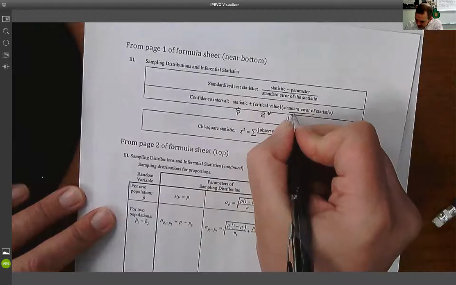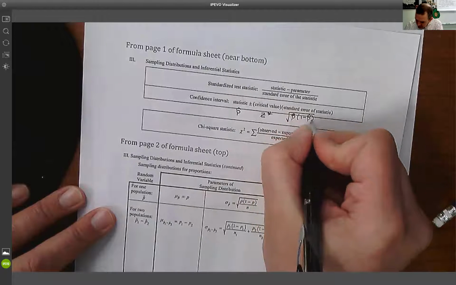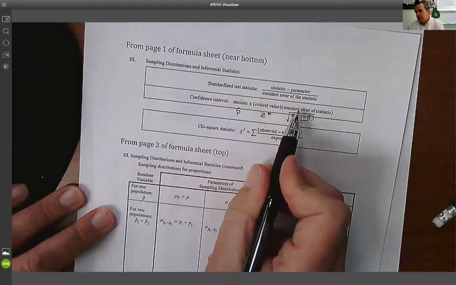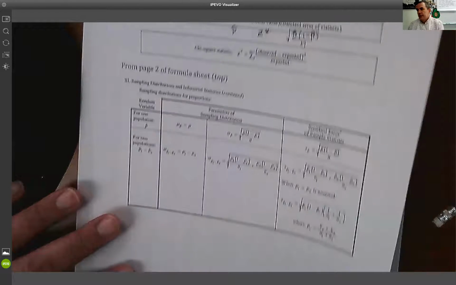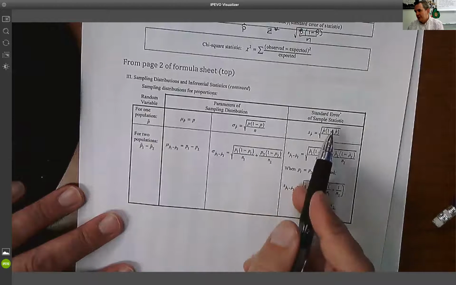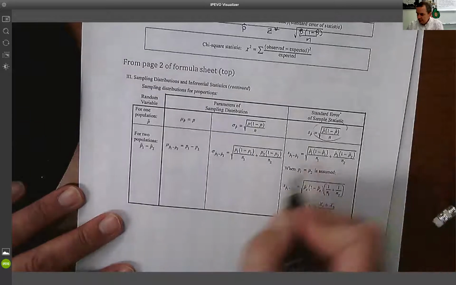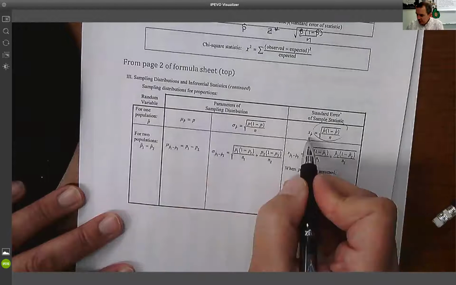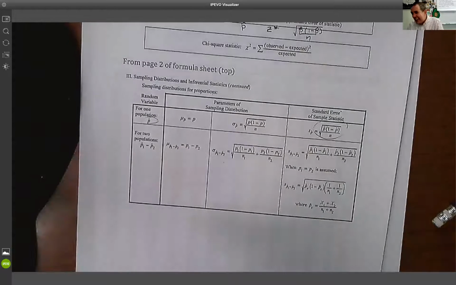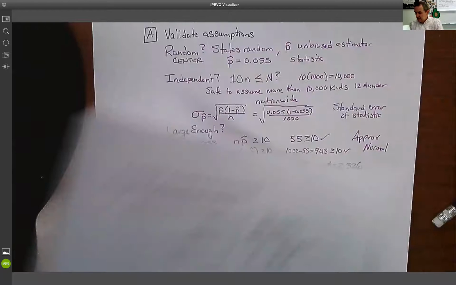This is going to be the P hat (1 minus P hat) over N that I figured out. Now it tells you the components to make it up. If you flip over to page 2 on the back, here's your standard error of your statistics. So this is your one sample. And the thing you're going to remember is since we're not using P, we're doing P hat here. So the pieces are kind of there, but not directly.